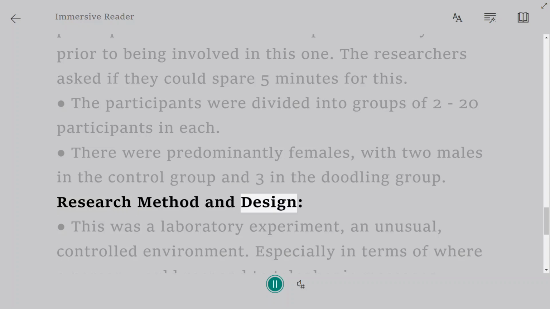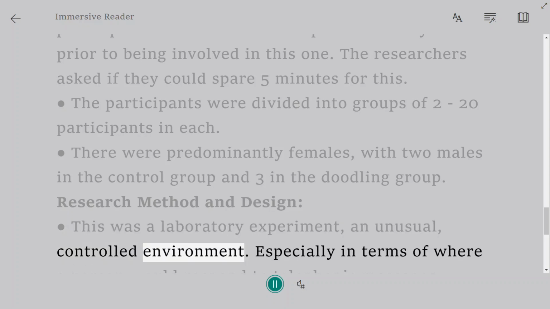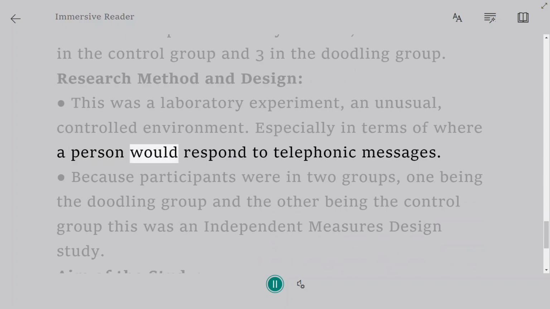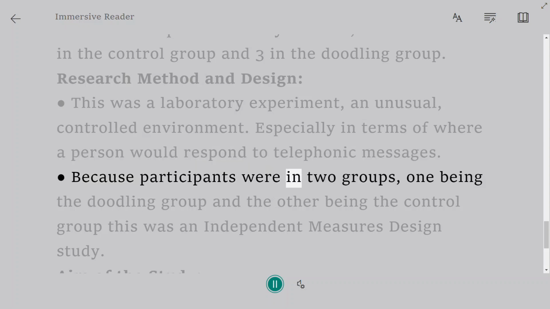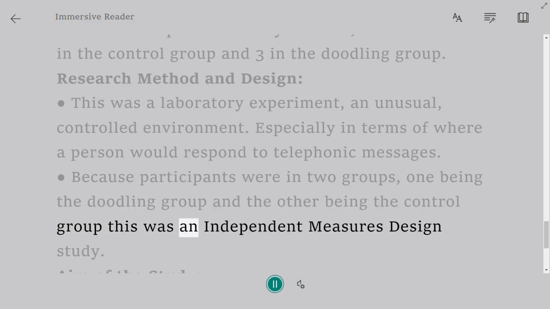Research method and design. This was a laboratory experiment, an unusual, controlled environment, especially in terms of where a person would respond to telephonic messages. Because participants were in 2 groups, one being the doodling group and the other being the control group, this was an independent measures design study.